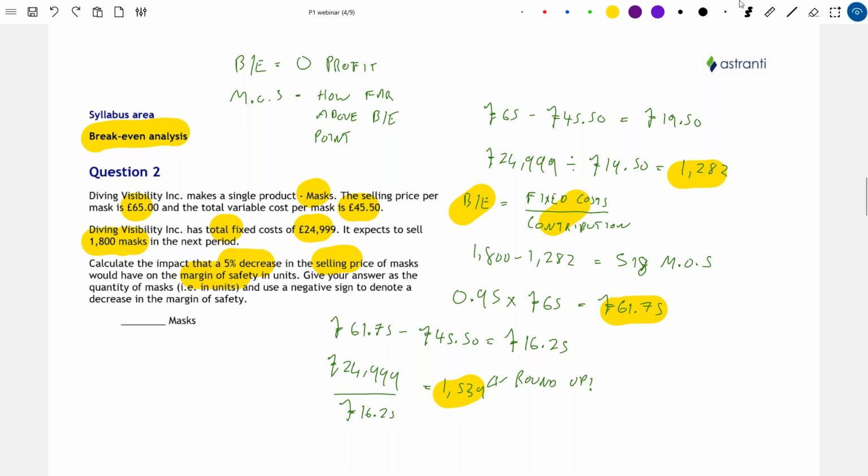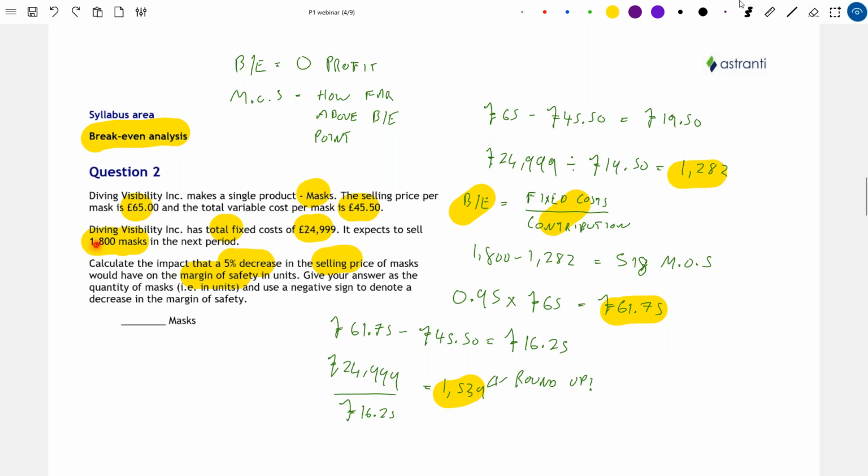So I calculated the difference in the margin of safety. So initially, we expected to sell 1,800 masks. The break-even point was 1,282 masks. So we were 582 masks above the break-even point. Now that the selling price of the masks has fallen, this means that the contribution per unit has fallen, meaning that the break-even point has risen.